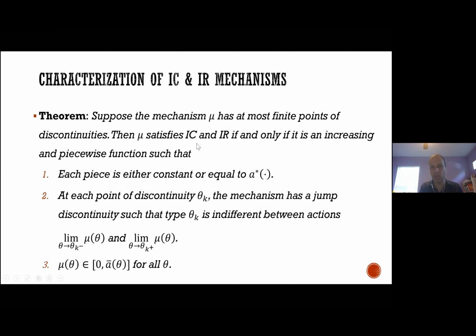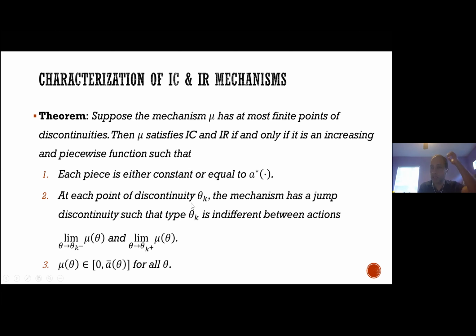The mechanism mu is going to satisfy these two constraints if and only if it is an increasing, piecewise function. By increasing, I always mean weakly increasing. If I want to say strictly increasing, I will say strictly increasing. So just imagine an increasing, piecewise function where each piece is going to be either constant, flat, or it's going to coincide with the A star curve, the A star function.